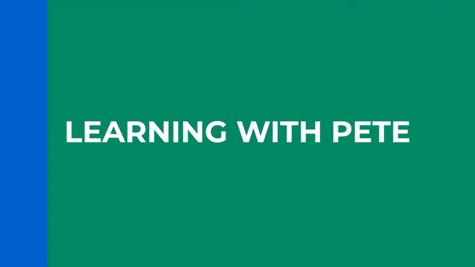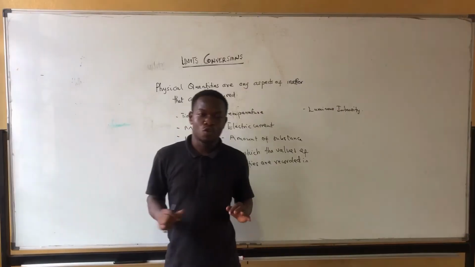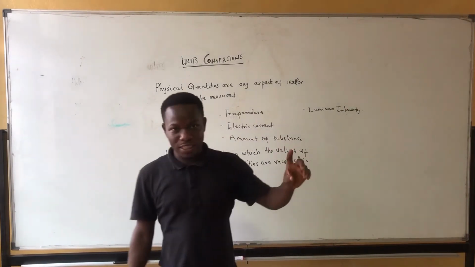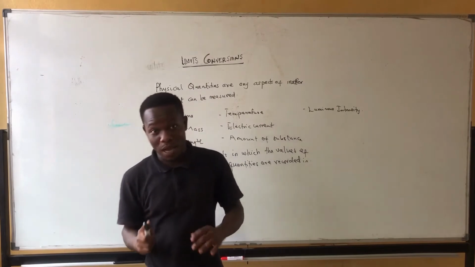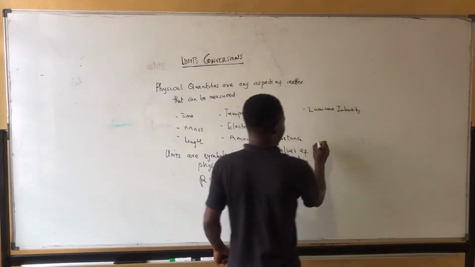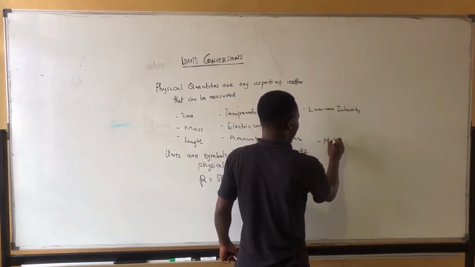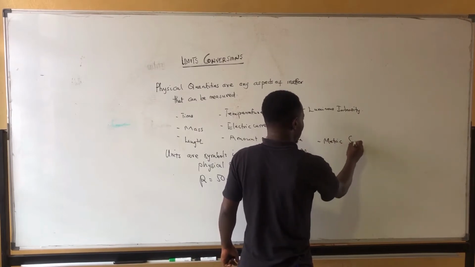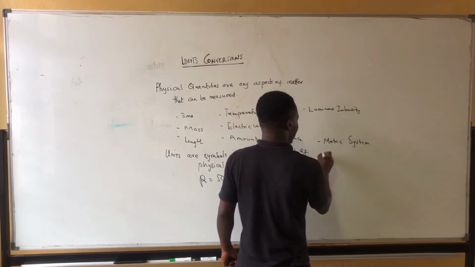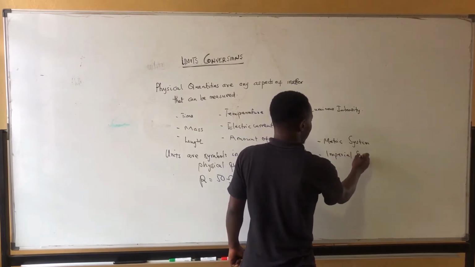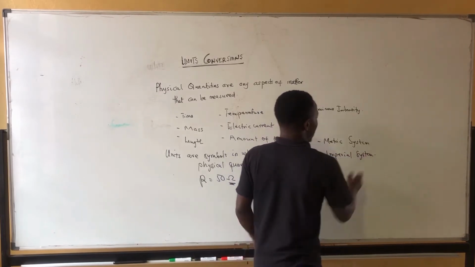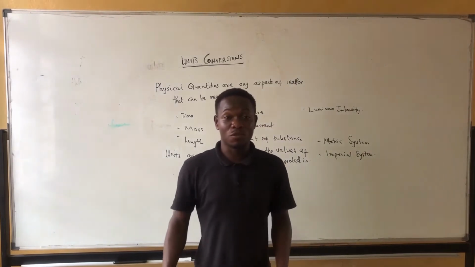What are the types of units? You need to understand that there are two unit systems in the world. We have the metric system and we have the imperial system of units.